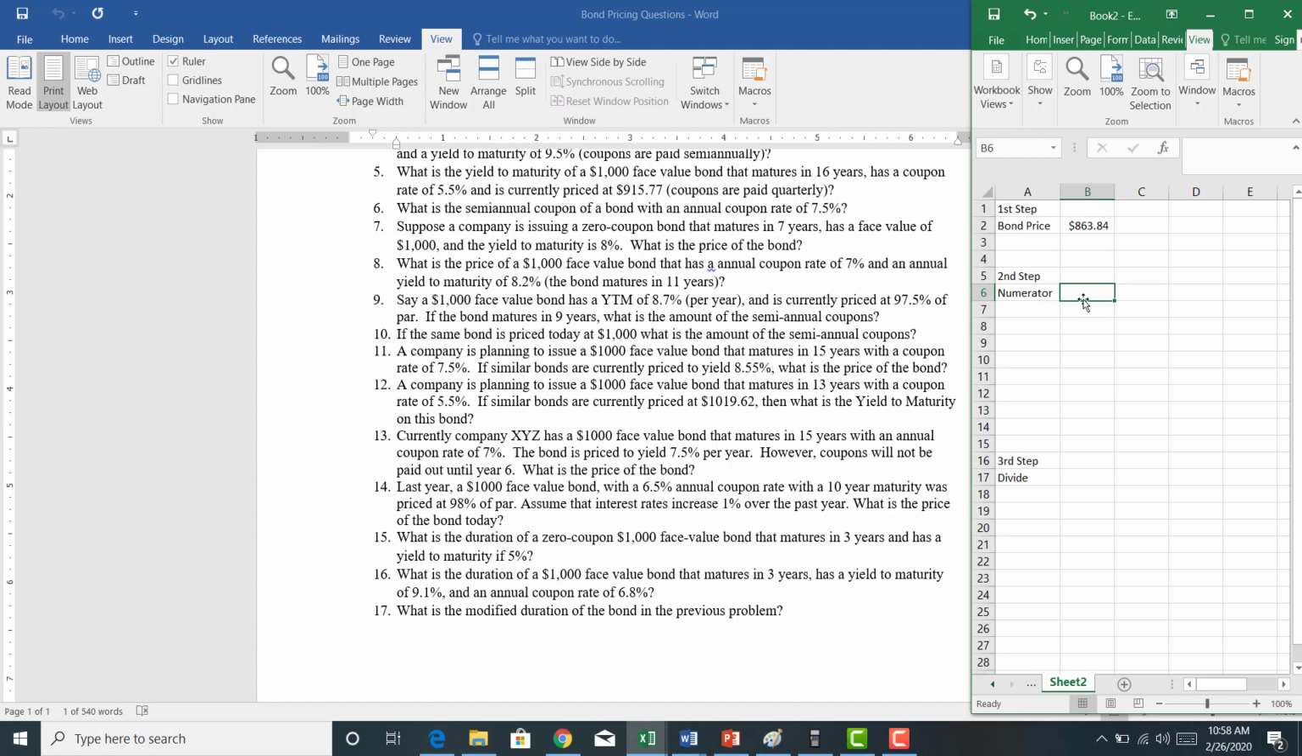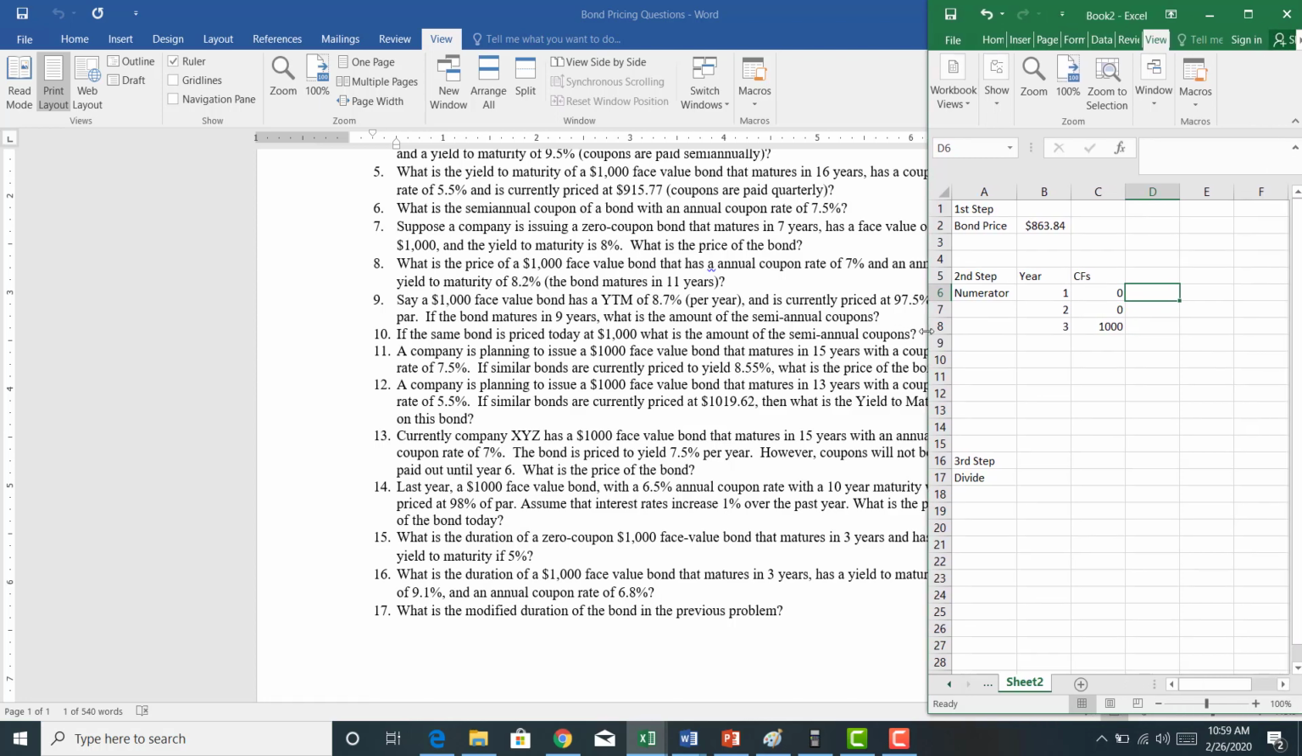I've calculated the denominator of that hairy formula that we're working on. To get the numerator, I've got 3 time periods, and I'm going to put the cash flows. These are years, and I'm going to put the cash flows in column C here. I have 0 cash flow in year 1 because it's a zero coupon bond, 0 cash flow in year 2 because it's a zero coupon bond, and $1,000 in year 3. Now I'm going to give myself a little bit more of Excel here. Hopefully you can still read that.